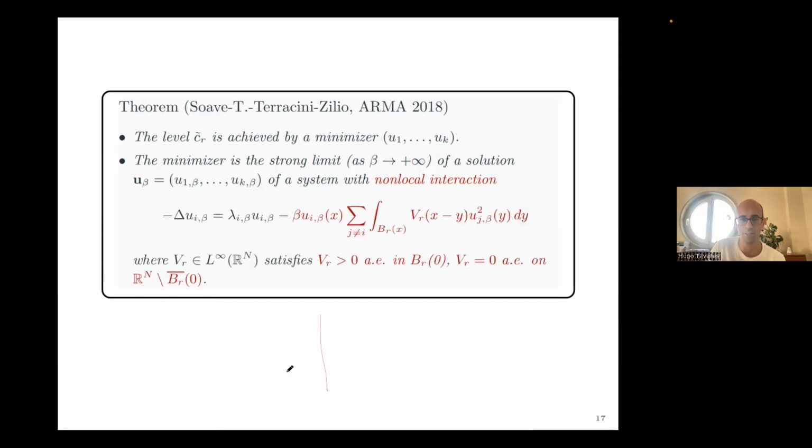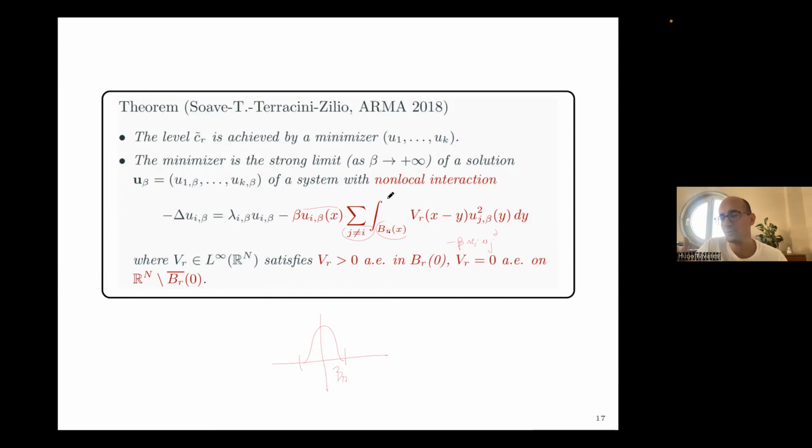You take a potential supported in a ball of radius r. And now the presence of this one penalizes the presence of all the others in the whole neighborhood of radius r of the point. So you can take here any v, it doesn't matter. You can take the characteristic function if you want. You can write this in terms of a convolution. And the local case is when you take v equal to the Dirac delta, where you recover minus beta ui uj squared. Okay, so this is the non-local system.